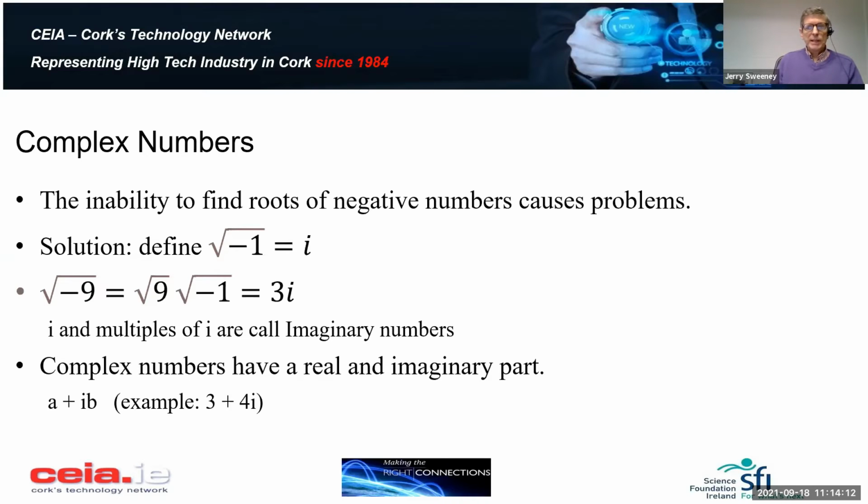And complex numbers then have two components. They have a real and an imaginary part, but it is a single number. I'm going to stress that. It is not two numbers.